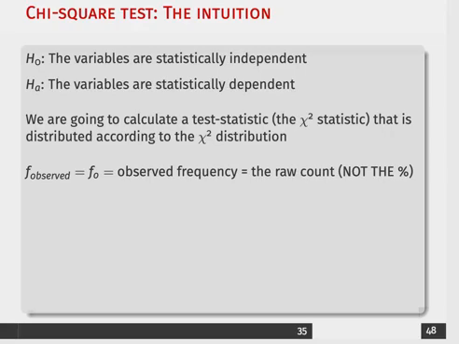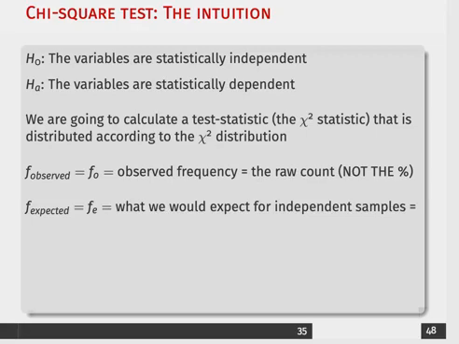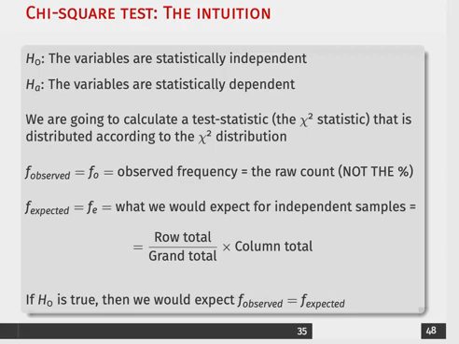We're going to have the observed frequency, the actual amount, the number, not the proportion that we observed, and then we have what we would have expected if the samples were independent, right? And the way we're going to calculate that is just going to be the row total divided by the grand total times the column total. So if the null hypothesis is true, we would expect our observed frequency to equal our expected frequency under the null.